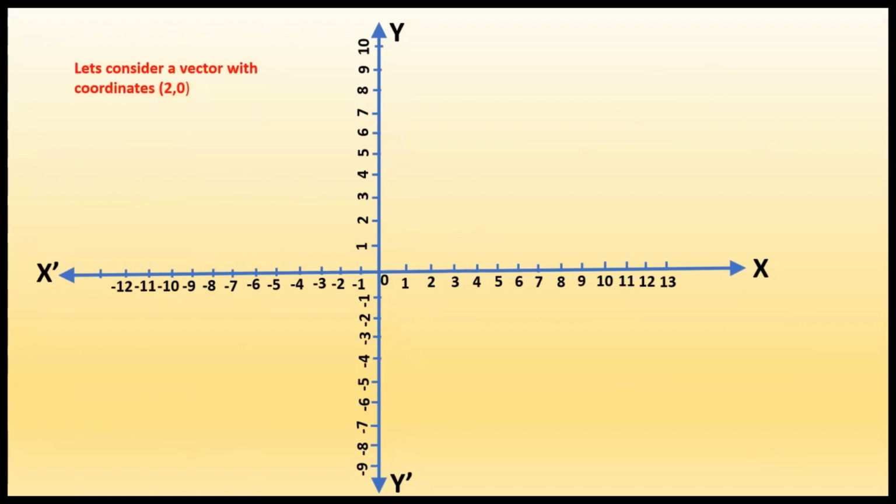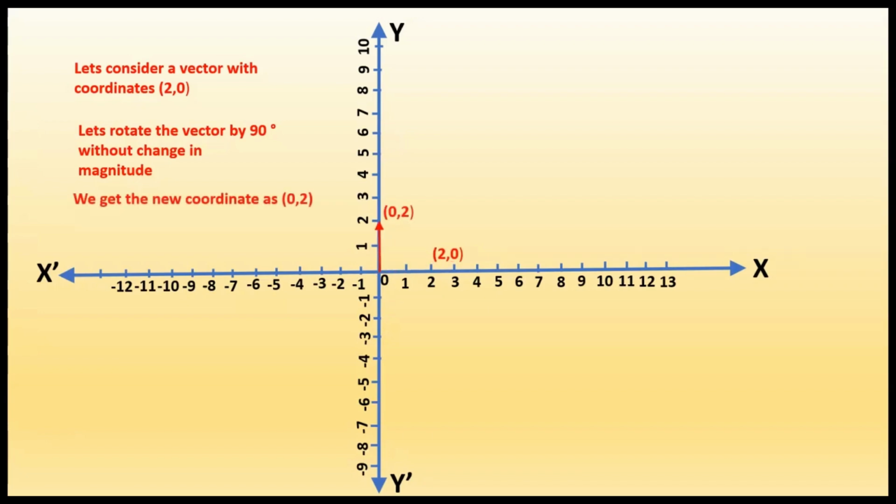Let's consider a vector with coordinates 2, 0. Let's mark the vector 2, 0 on the Cartesian coordinates. Now let's rotate the vector by 90 degrees without change in magnitude. So if you rotate this vector, we will get the new coordinates as 0, 2.